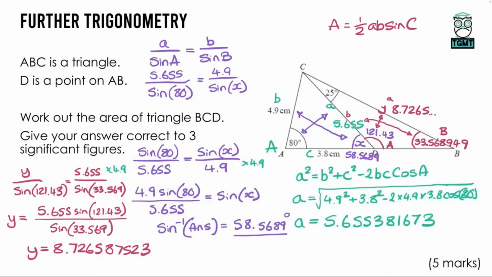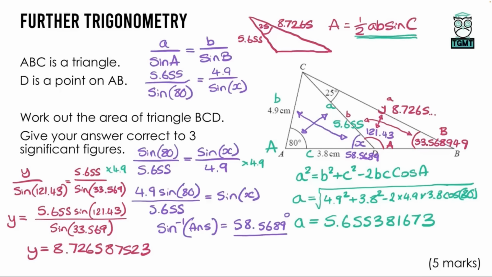Okay, so I now have all of the information that I need to work out the area of that triangle. If I was to redraw it, which might be helpful at this stage, it might actually not, because we're just creating more writings and more drawings everywhere. We have the angle of 25. We have the side length over here, which is 5.655. And we have the side length on the other side now, which is 8.7265. So I can now use half AB sine C. I can use my area of a triangle formula. This is going to finish the question, thankfully.